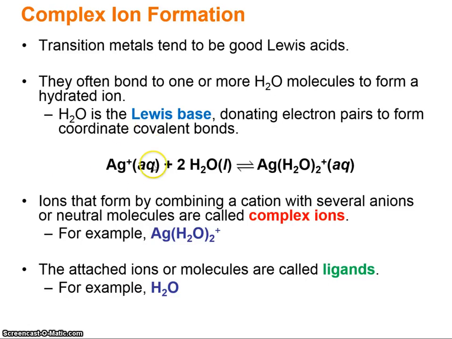So Ag plus in solution is actually not going to just be Ag floating around. It's going to form this hydroxide complex where there's some water that's associated with it. And ions that form by combining a cation with several anions are called complex ions. So for example, Ag(H2O)2 plus is a complex ion. Ions attached to ions or molecules are called ligands. So in this case, the ligand from the Latin ligare, to tie, like ligature. So this ligand is tied to the silver, and it's water in this case.